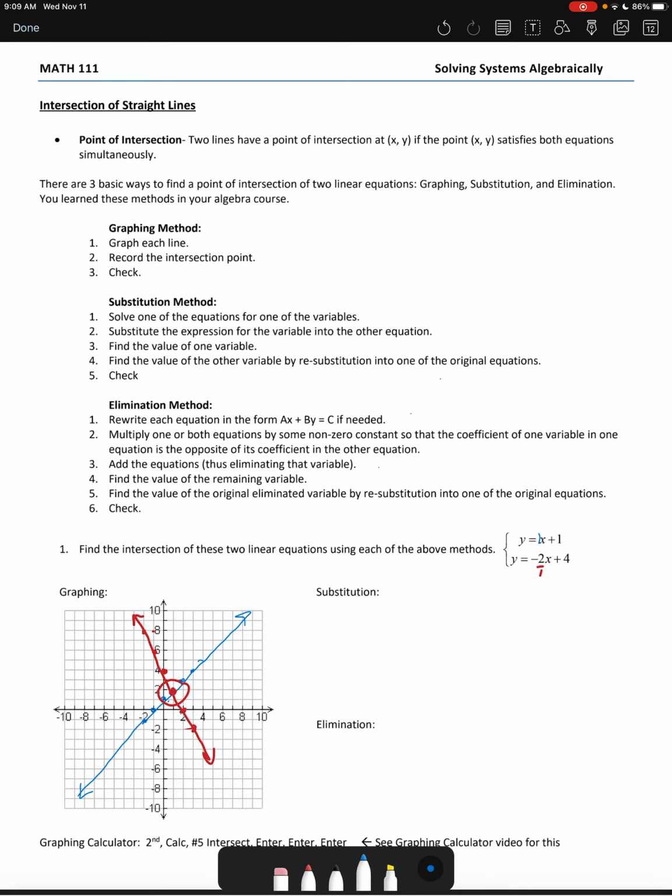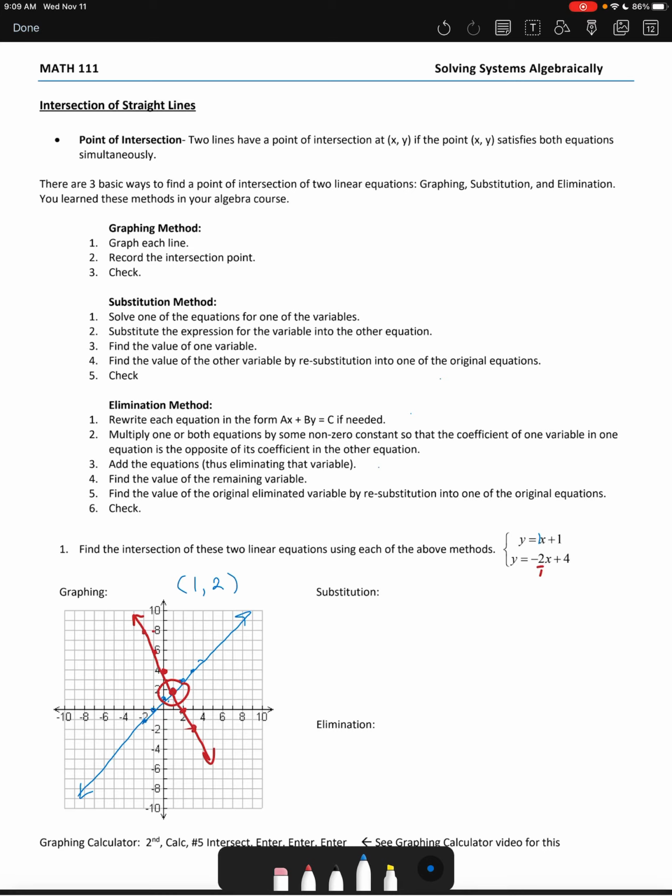And it looks like it is the point (1, 2). So that is the point that satisfies both of those equations at the same time. Both of those equations equal the same. If you sub in a 1, you will get out a 2. And that's the only place where that happens.